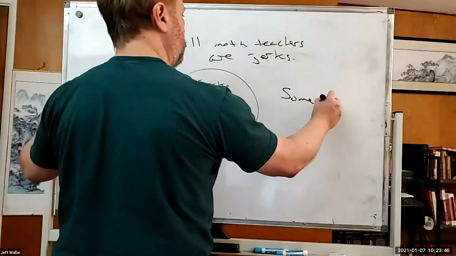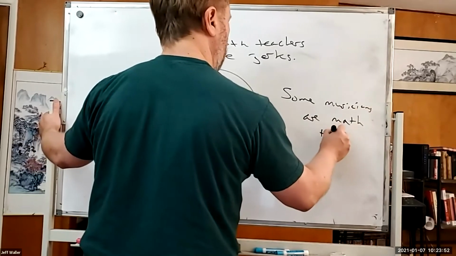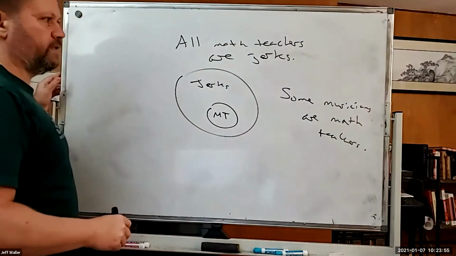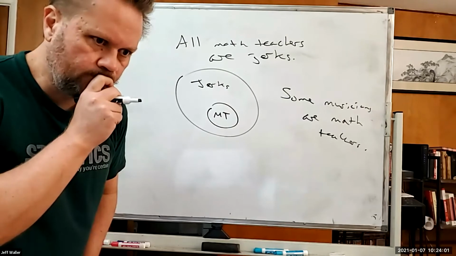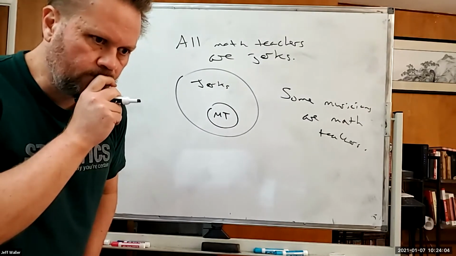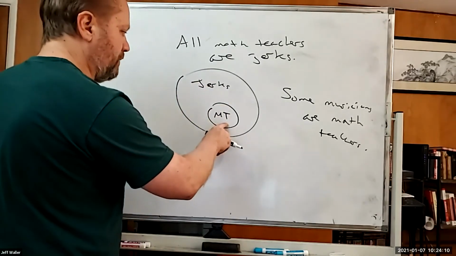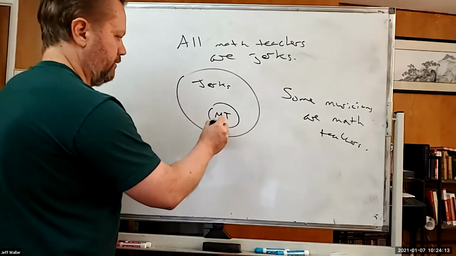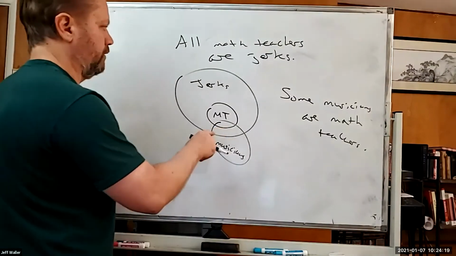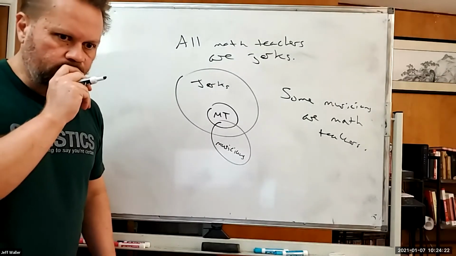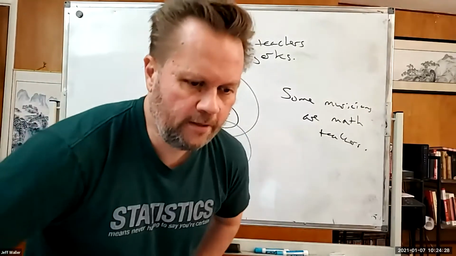Some musicians are math teachers. What does that mean must be true about the musician circle? That it would have to at least intersect or be near the math teachers. Not near. Yes, it has to intersect the math teachers. Right? So what does that mean? Can you then say that some musicians are jerks? Yes. All right, I gave too much away there. I basically did the problem, but I just changed the names. So that's all I'm going to say.